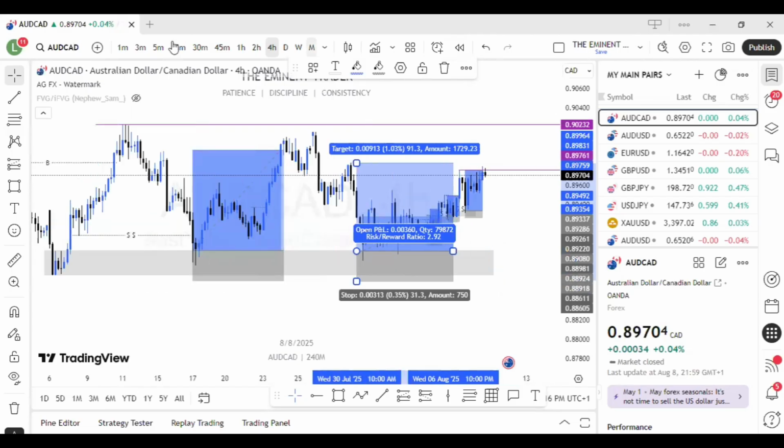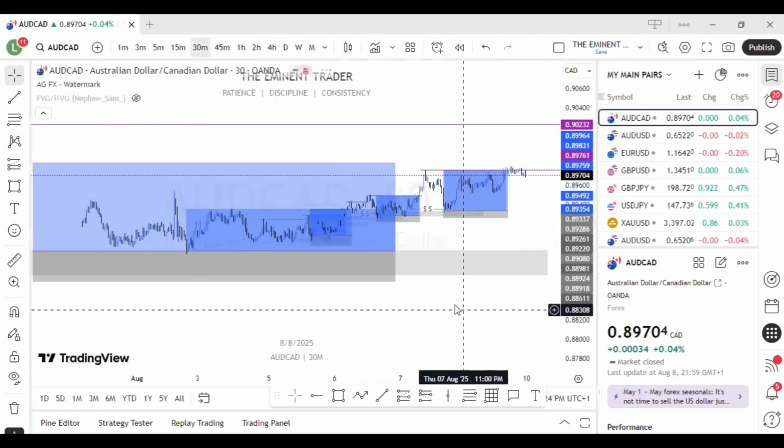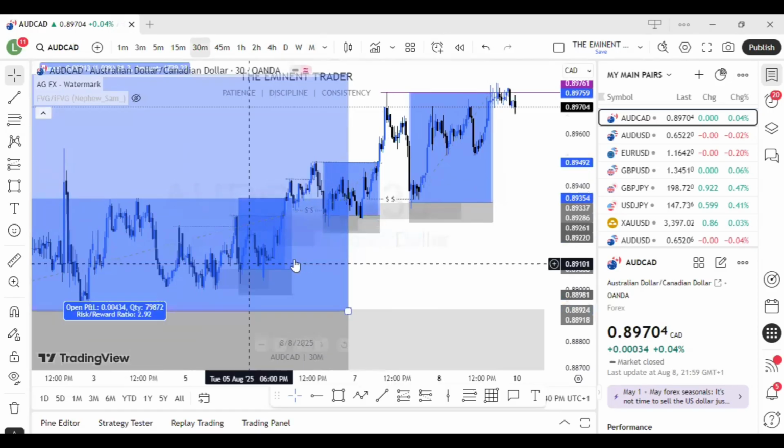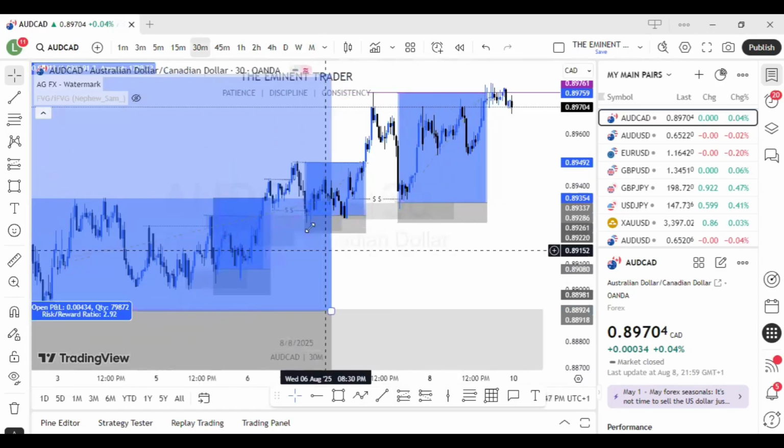But then on the lower time frame, what you should be looking for is buys, and that was exactly what happened here. So let me zoom out. You can clearly see on the lower time frame also, we're entering buys because the overall trend on the higher time frame is bullish. So it makes it easier to pick buy setups. This is a breaker block entry.